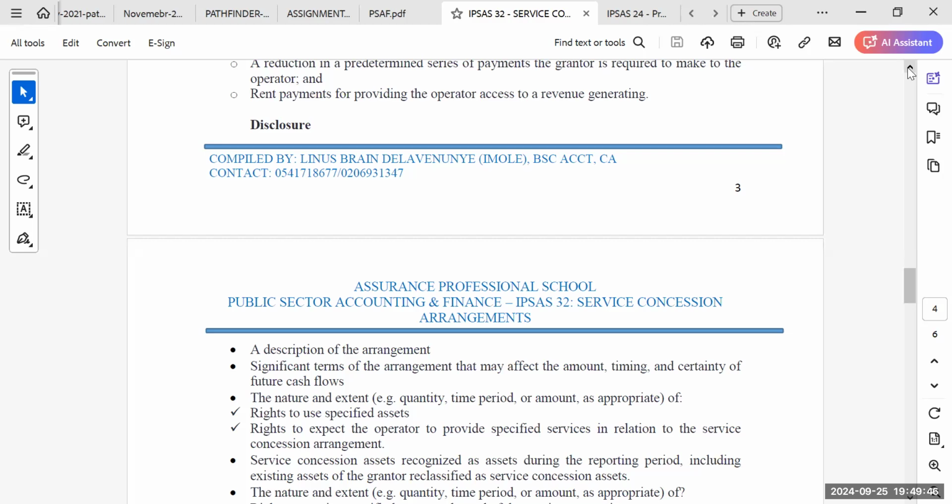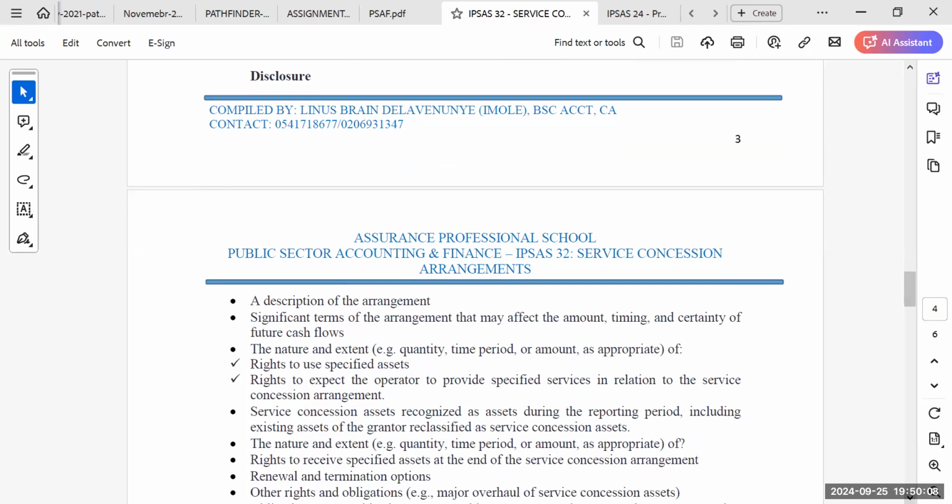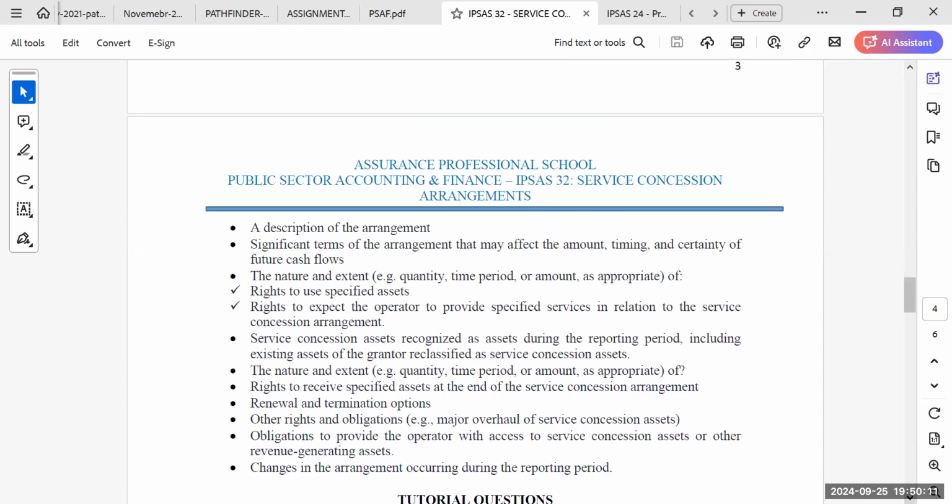Okay, the nature and extent, looking at the quantity, the time period, the amount as appropriate. So you also talk about that one. Okay, so the nature, you have the right to use specified assets, right to expect the operator to provide specified service in relation to the service concession arrangement. Service concession arrangement recognized during the reporting period, including existing assets of the grantor reclassified as this one. So if any asset has been reclassified, you should state that, okay, during the year, intangible with this amount has been reclassified as a service concession asset.